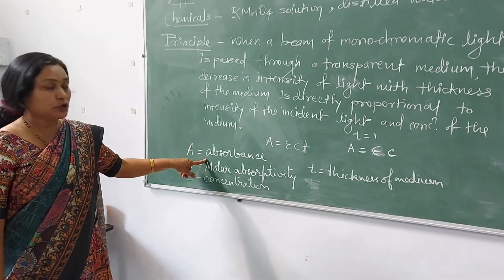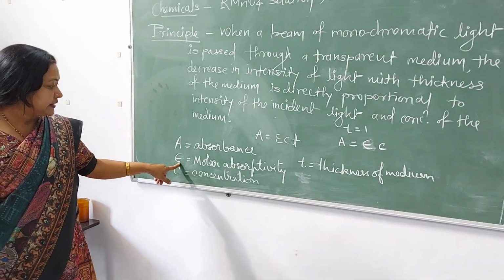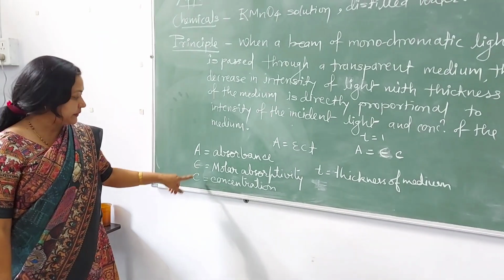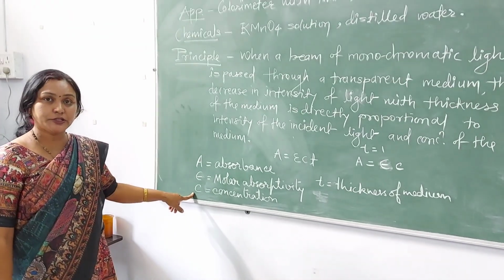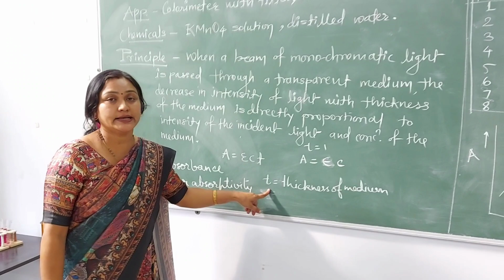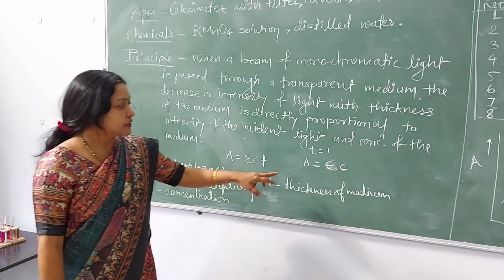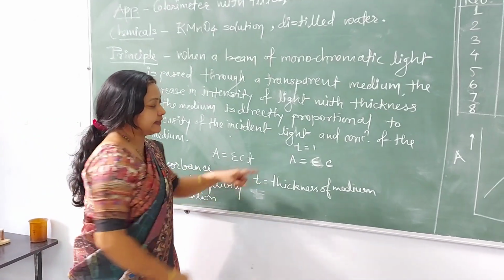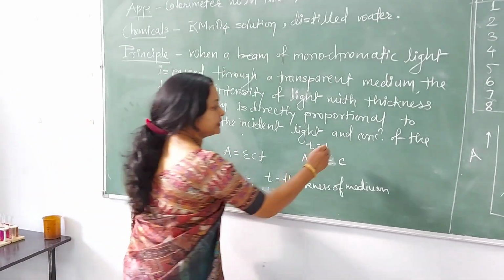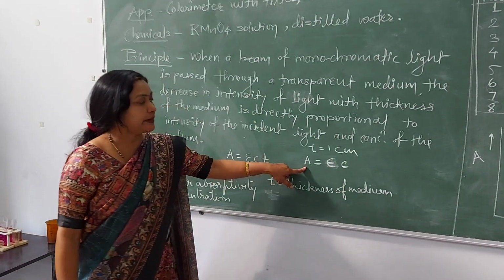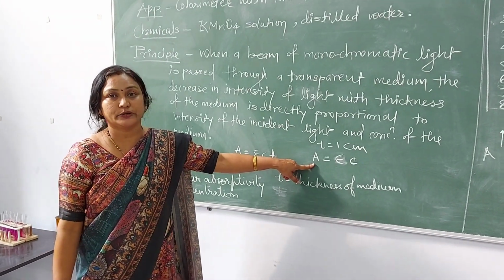Here A is the absorbance of the medium, ε is molar absorptivity, C is the concentration of the solution and t is thickness of the cuvette or the medium. So if we take t, the thickness of the medium, to be equal to 1 centimeter, then A becomes equal to ε into C.